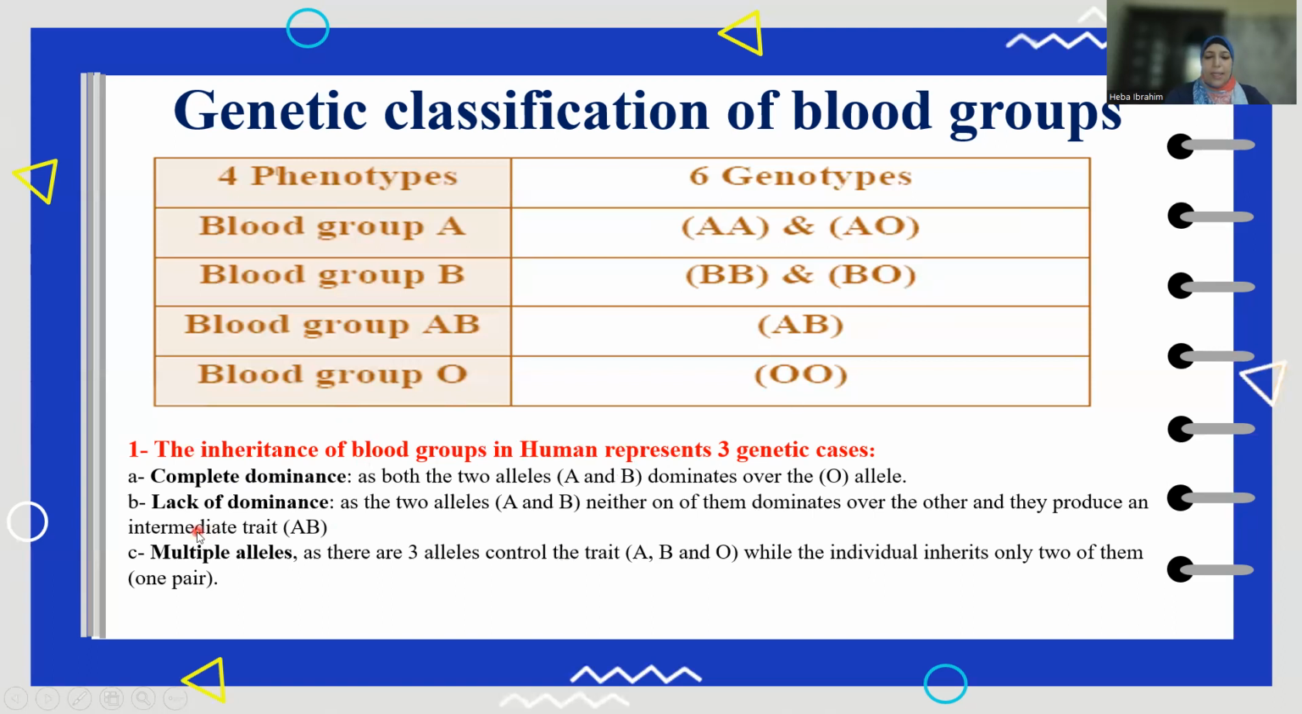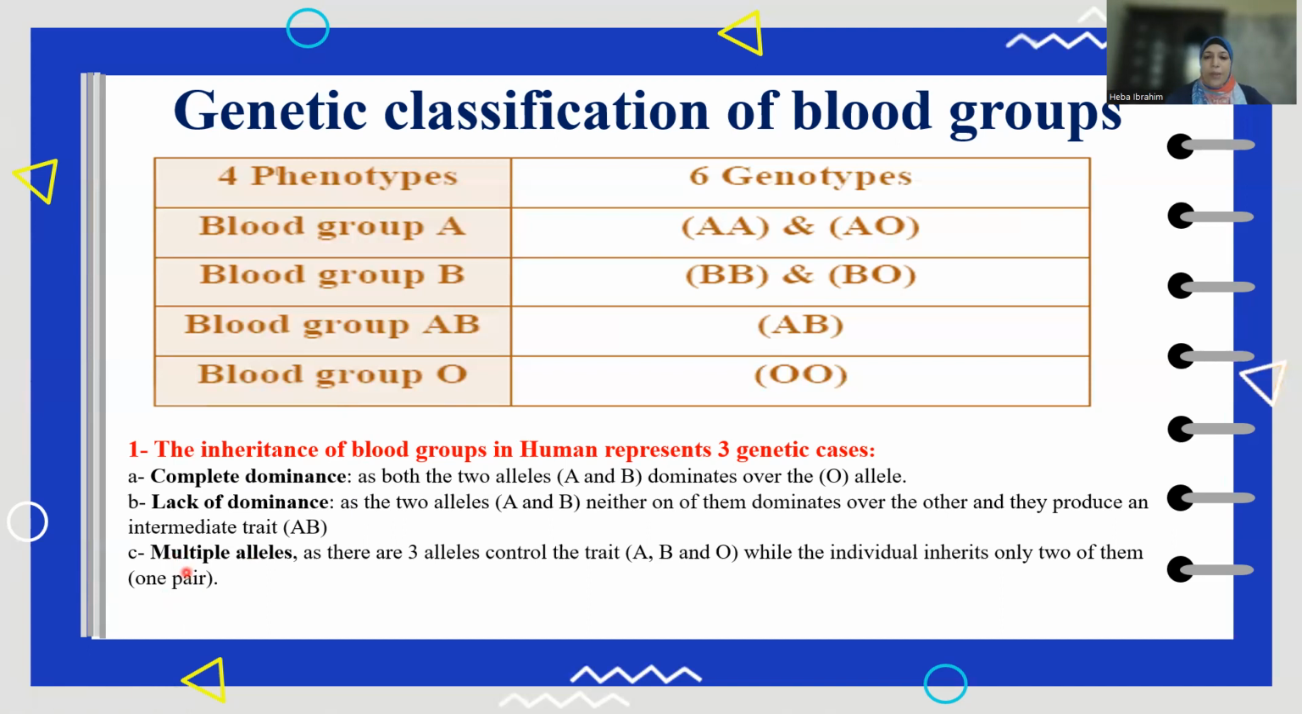The second genetic case is a lack of dominance. Lack of dominance means there is no dominance between A and B. A and B are both strong enough to express themselves, so there is a lack of dominance between A and B, and another blood type will be produced, which is AB. What about the third genetic case? The third genetic case is multiple alleles.